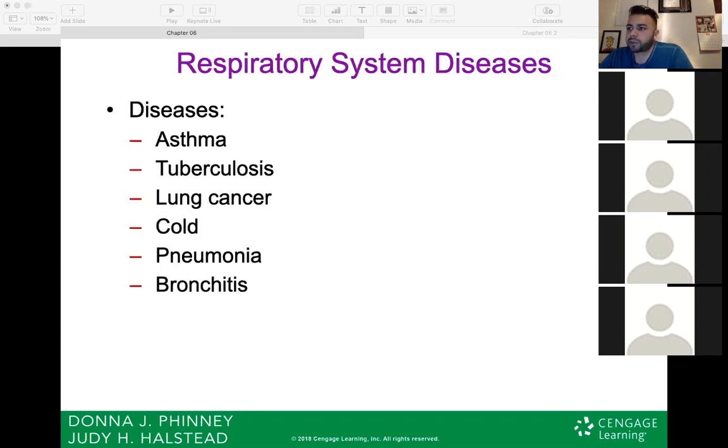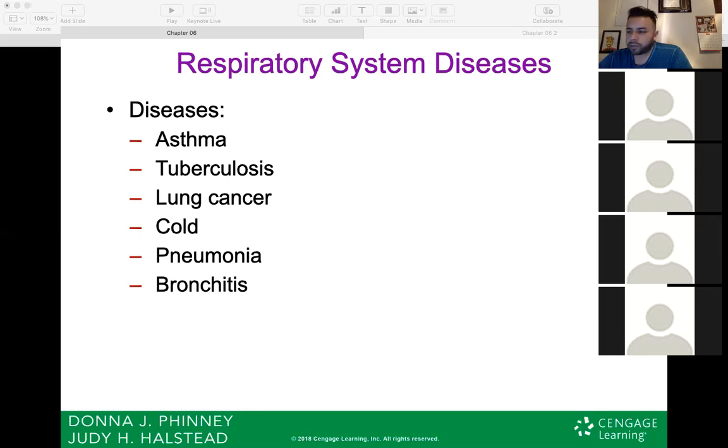Some respiratory system diseases include asthma, tuberculosis, lung cancer. The common cold is a respiratory disease. Pneumonia is when we have an infection in the lungs. And bronchitis is when we have an inflammation in the lungs, usually in the bronchial tubes.